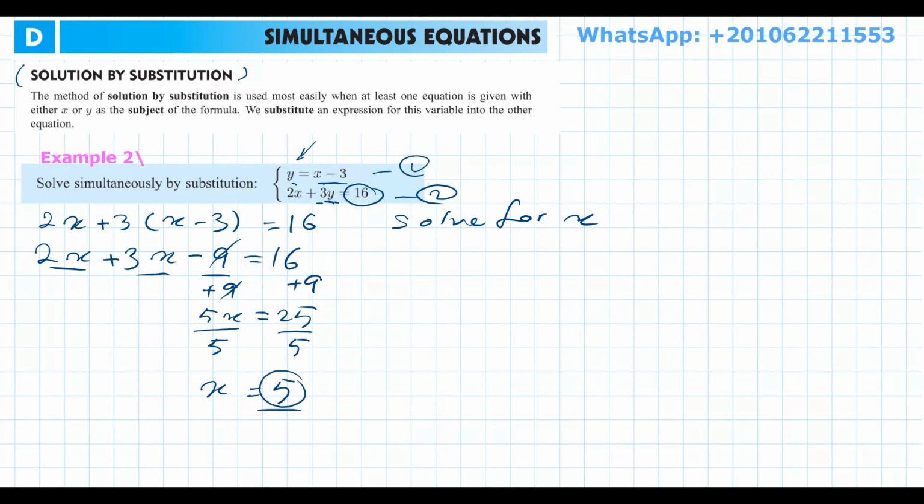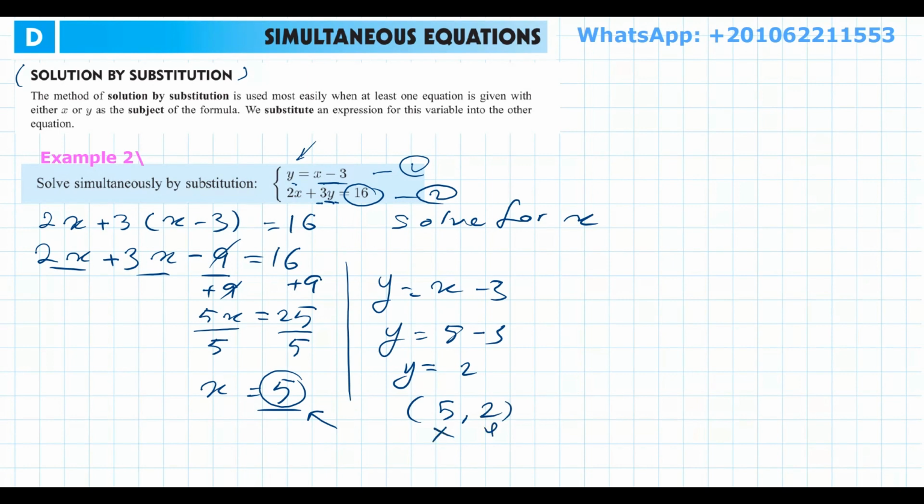What about y? y equals x minus 3, and we found that x equals 5. Then y equals 5 minus 3, so y equals 2. And this is the point (5, 2): 5 for x and 2 for y.